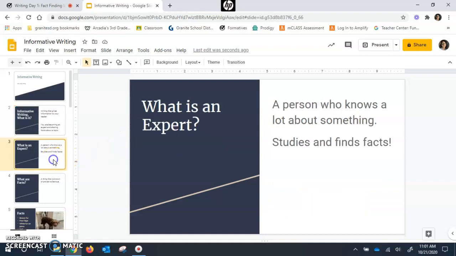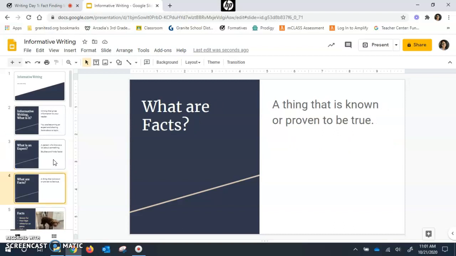So what's an expert? An expert is a person who knows a lot about something. They study and they find facts. So let's dive into what facts are. They are things that are known to be true.